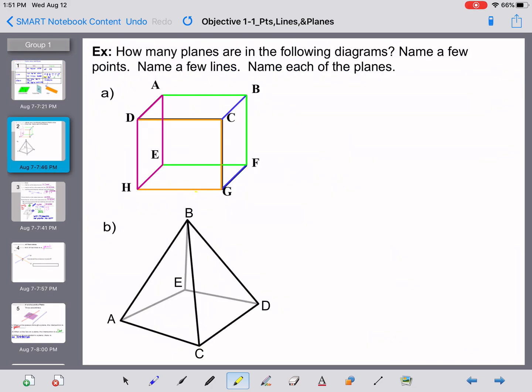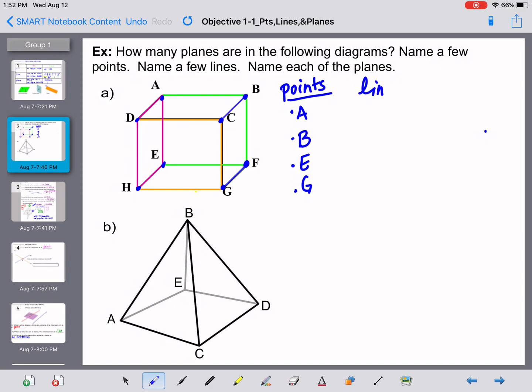So how many planes are in the following diagrams? Name a few points, name a few lines, name each of the planes. All right, so let's start with points. In diagram A, we can name any of these points right here. A lot of the times in geometry, you guys think about points as being corners. So that would be point A, B, E, G. There's a few. Now, if you name some other ones, that's fine and dandy.